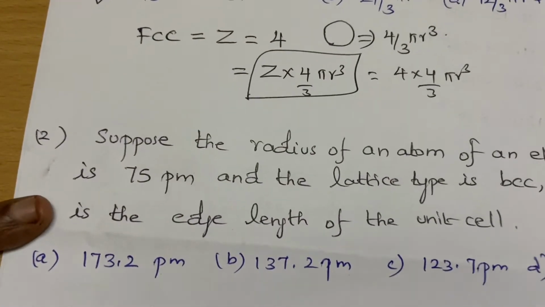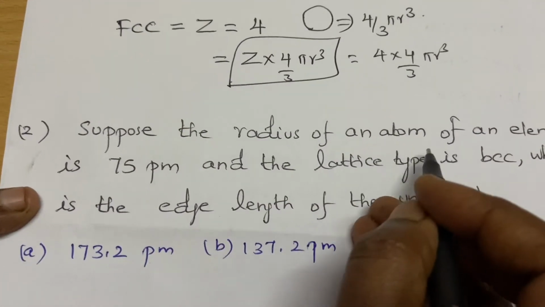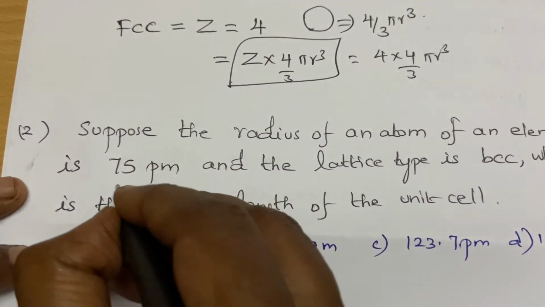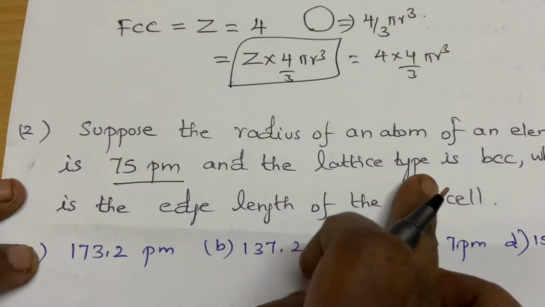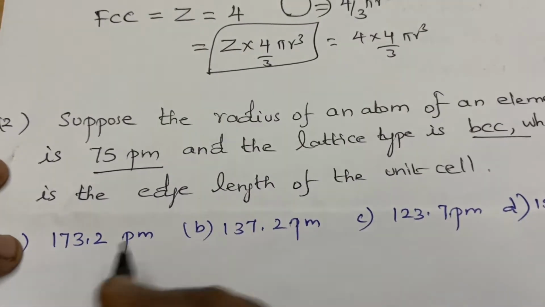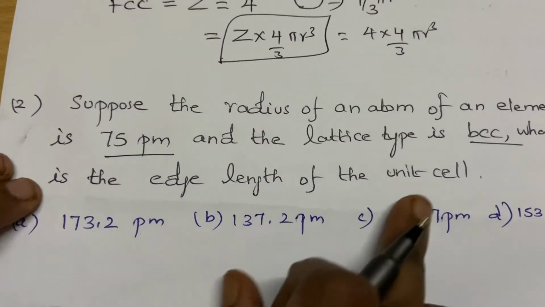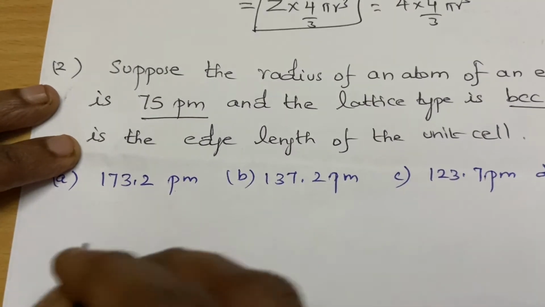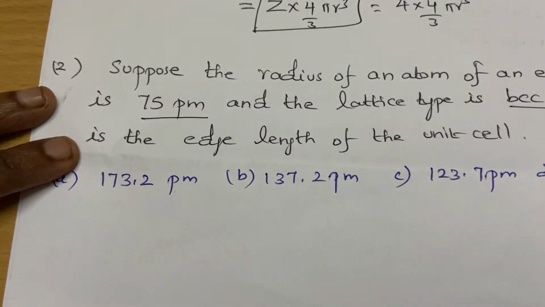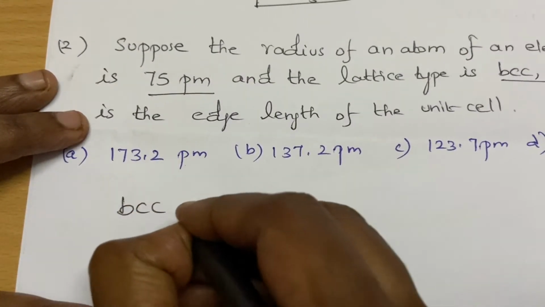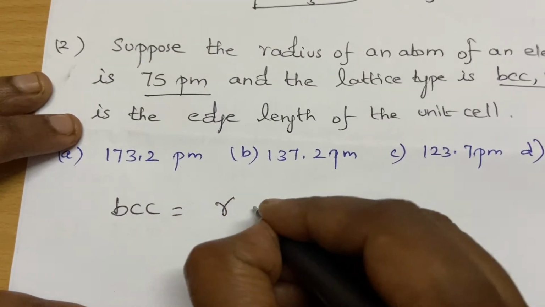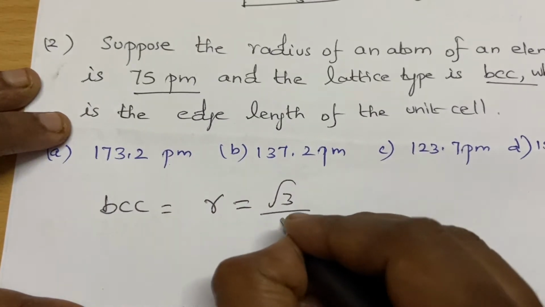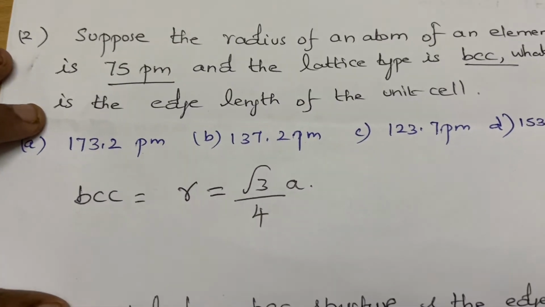Okay, please know the difference. Suppose the radius of an atom of an element is 75 picometer and the lattice type is BCC. What is the edge length of the unit cell, they have asked. So here you have to use the radius and the edge length relationship. Here the type of the lattice is BCC. So the radius is equal to root 3 by 4a. So you need to remember this, students.